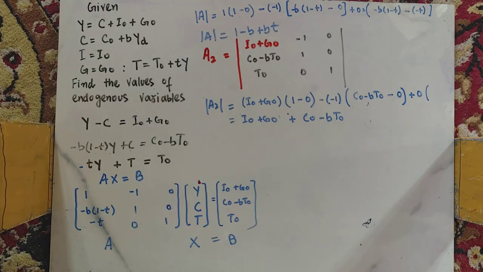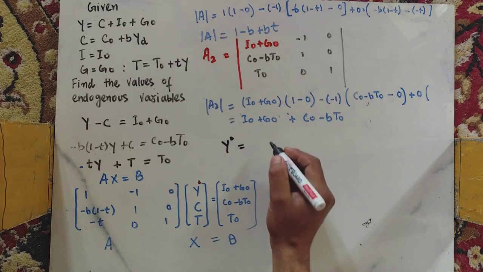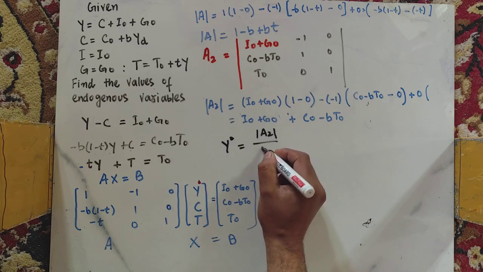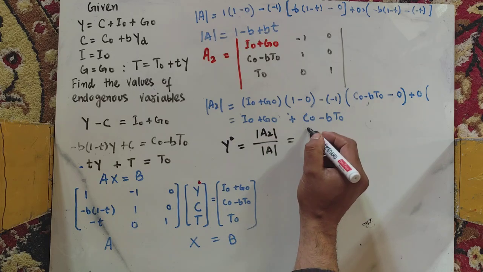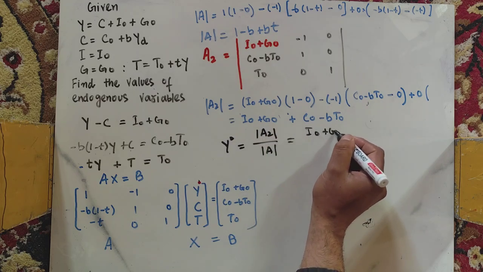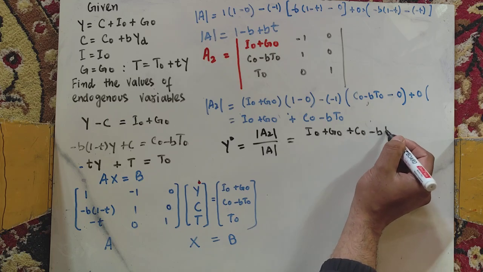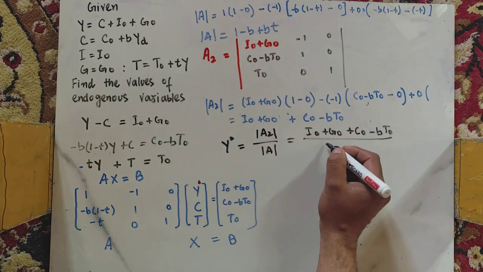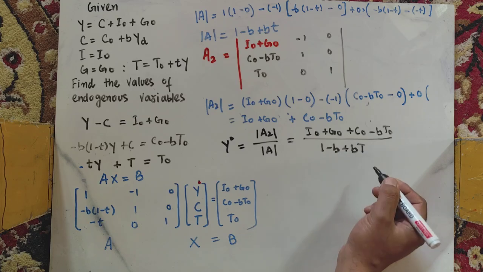Then what will be the equilibrium value of y? The equilibrium value of y will be equal to the determinant of the new matrix divided by the determinant of the coefficient matrix. So we have A2 is this, which is I naught plus G naught plus C naught minus BT naught. To this we divide by the determinant of the coefficient matrix, what we got, 1 minus B plus BT.